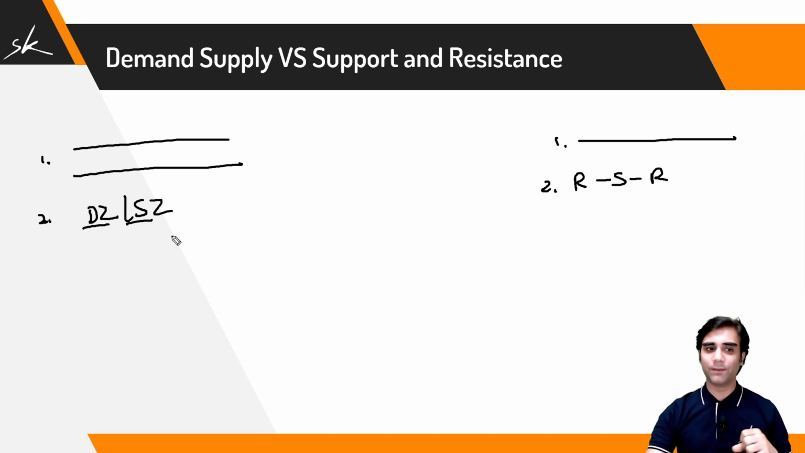So that's your difference number two, that in demand and supply we don't believe in demand changing its role as a supply zone or supply changing its role as a demand zone, but in support and resistance that is what people believe.